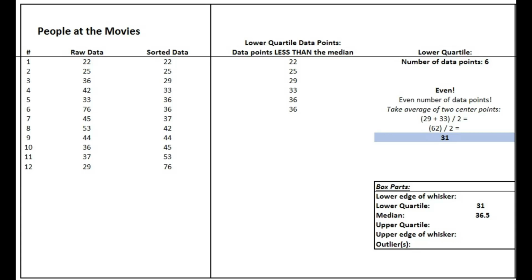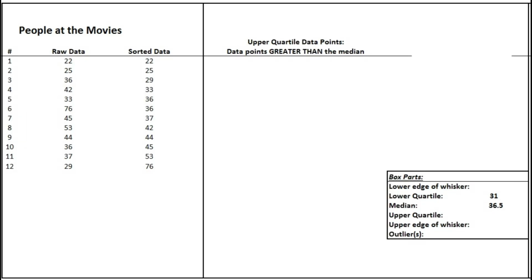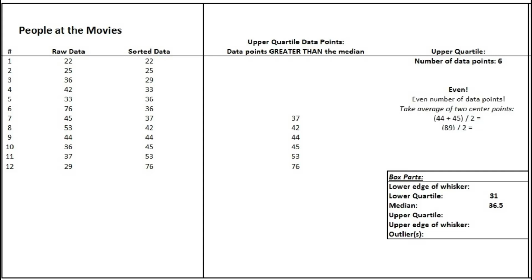Let's go find that upper quartile. So this time, we're looking at data points that are greater than the median. So median again is 36.5. We have 6 points: 37, 42, 44, 45, 53, and 76. So we have 6 data points. That's an even number. So we have to use 44 and 45. 44 plus 45 is 89, and 89 divided by 2 is 44.5. Now we know our upper quartile.